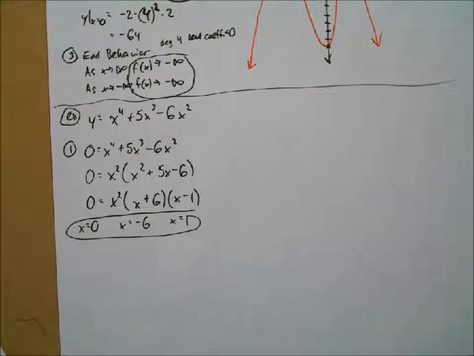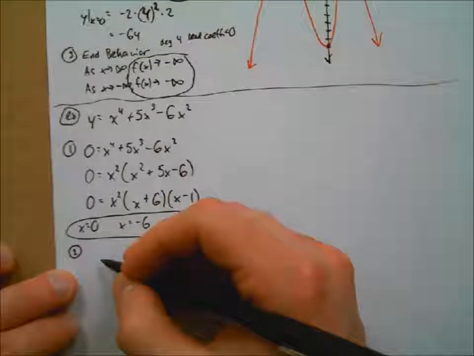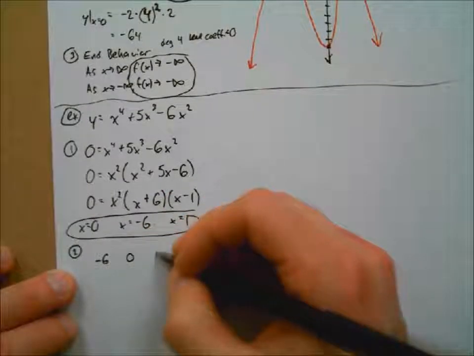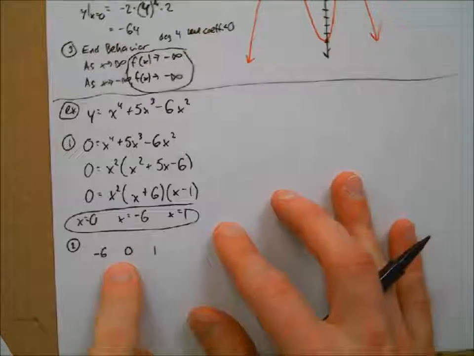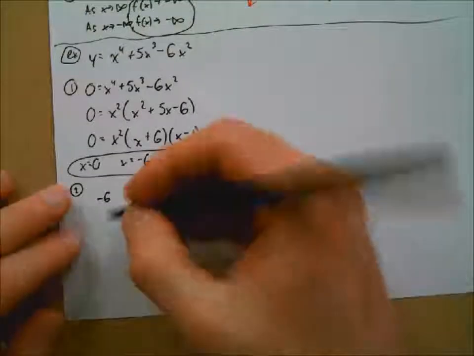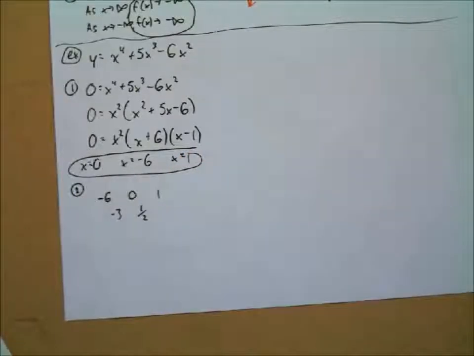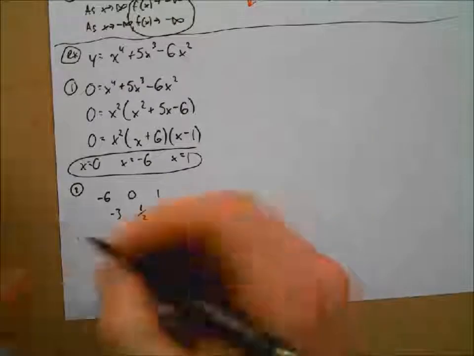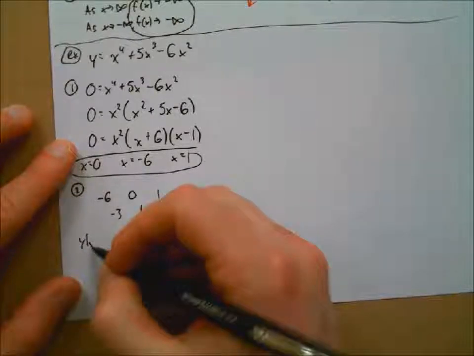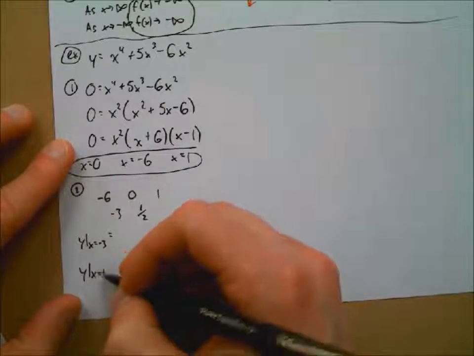Okay, so we have 3 zeros, and so when we go to do our middle behavior here, I'll put these again in order from -6 to 0 to 1. I've got to pick something between -6 and 0, so I'm going to use -3. And between 0 and 1, fractions, right? I'll use 1/2. So we'll evaluate y at x equals -3, and we evaluate y at x equals 1/2.